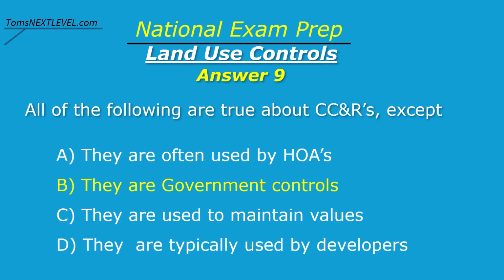Answer to our last question is B. CC&Rs are not government controls. Remember, you need to know what CC&Rs are: conditions, covenants, and restrictions. So the only statement that is not true about them is that they are government controls. They are not government controls. CC&Rs are what kind of controls? Private controls. Certainly private controls are used by HOAs. They're used to maintain values, and they're usually used by land developers because they're private controls. Big distinction.